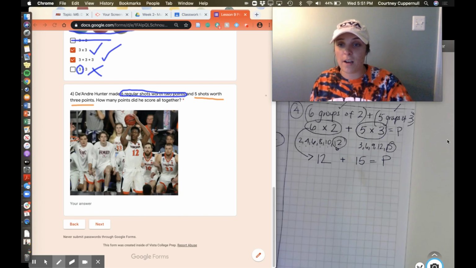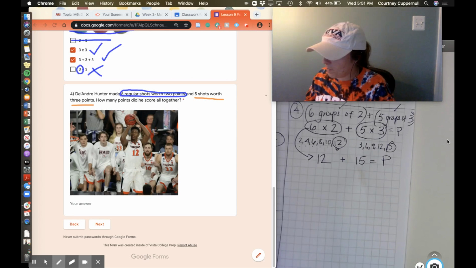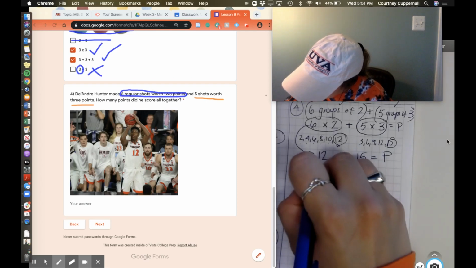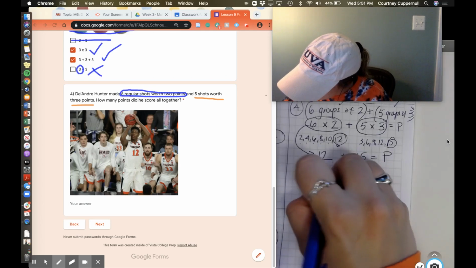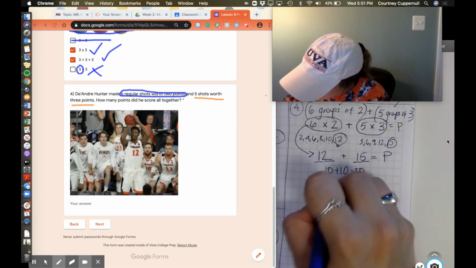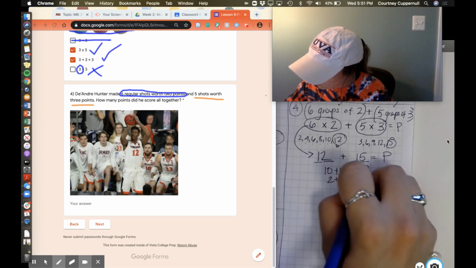All right, 5, 4, 3, 2, and 1. My suggestion is break it apart into 10s and 1s. So I have 1 10 here, another 10 here. 10 plus 10 equals 20. A 2 here, a 5 here. 2 plus 5 equals 7. 20 plus 7 is 27.